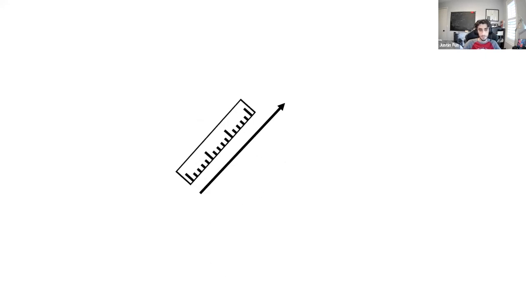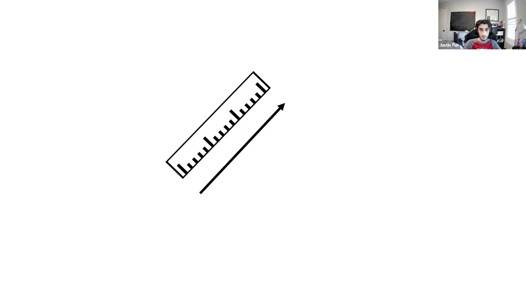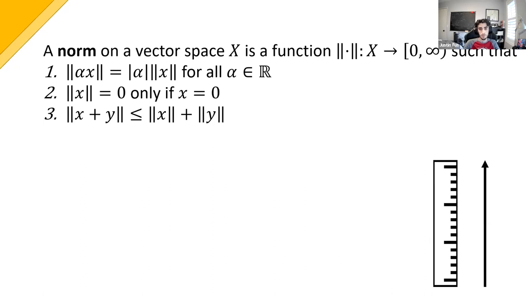One of the most important tools that helps ground our study in functional analysis is the idea of a norm. A norm is our way of defining how big or how long a vector is in a space. Its formal definition is any function, which we usually denote with two double bars surrounding our vector, that maps our vector space X to the non-negative real numbers, such that these three intuitive properties about distances hold true. The first one being, if we scale our vector, the size of the vector should scale appropriately.